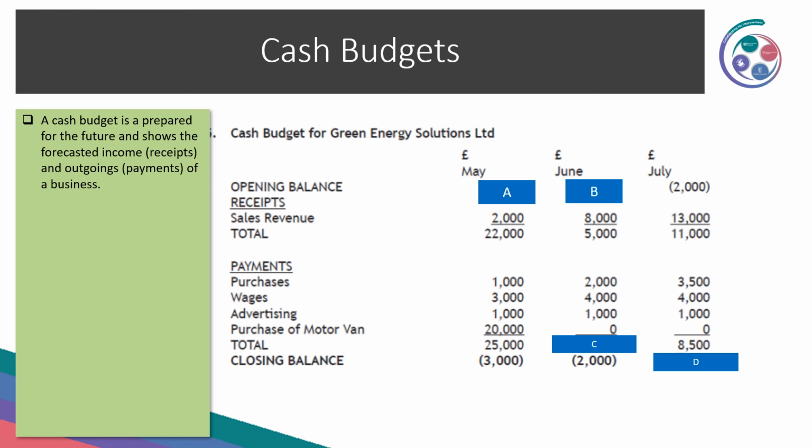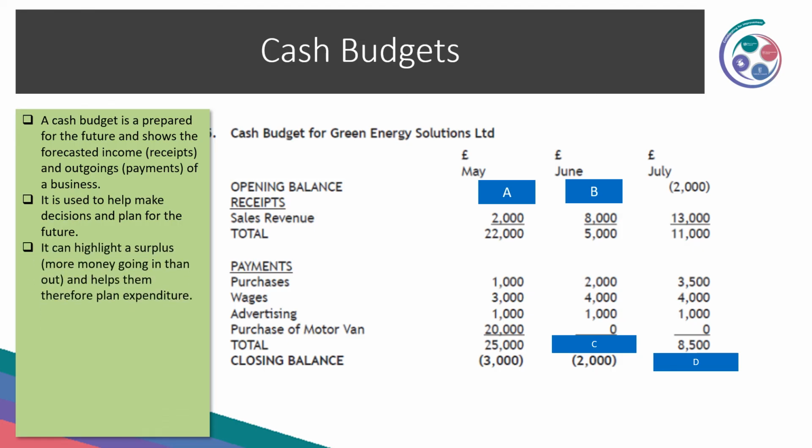and outgoings, which are the payments of a business. So you can say here this is a cash budget for Green Energy Solutions and it's May, June, July, so it's prepared in advance. Now it's used to help us plan for the future. Because it is prepared for the future, we can use it to make decisions. And we'll have a look at the decisions in a minute.